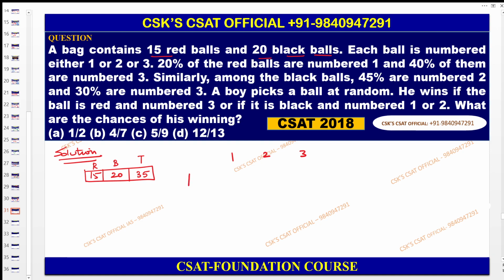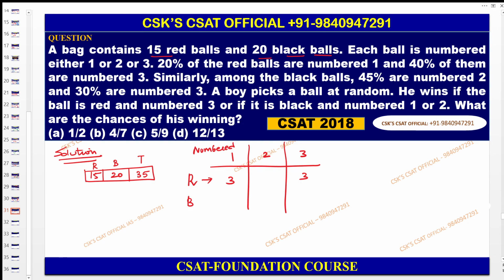Now red, here black. Now listen carefully. 20% of the red balls are numbered as 1. Listen. Red ball total here is 15. 10% here is 1.5. 20% here is 3. Got it? Simple manual calculation only. Now, next here. 40% of them are numbered as 3. 40%. 20% is 3 means 40% is just double that one. 6 here. Numbered as 3. So therefore, this is the one.